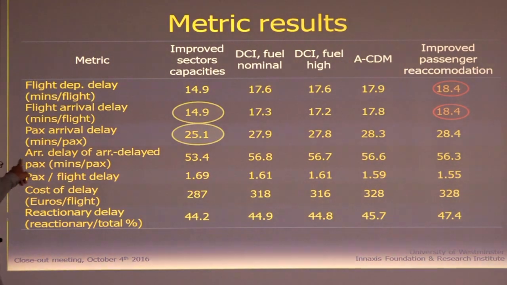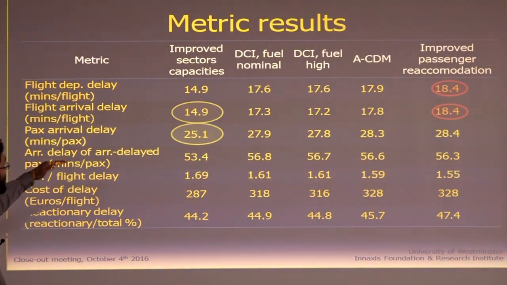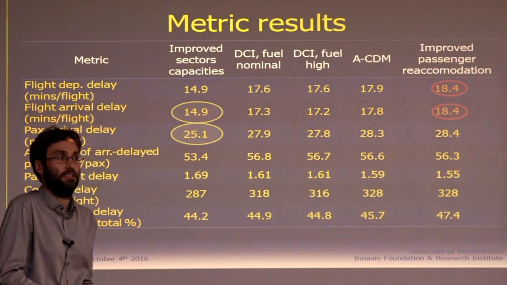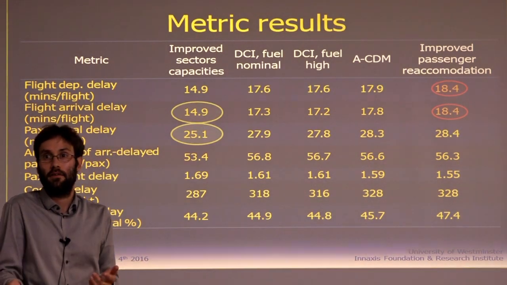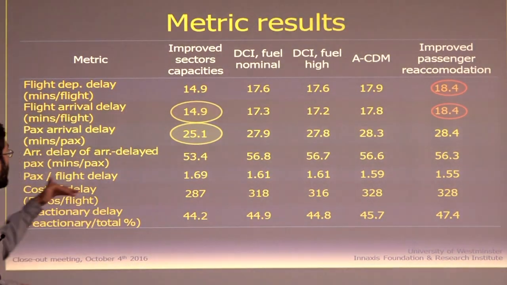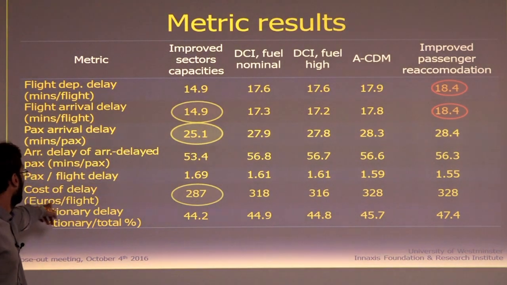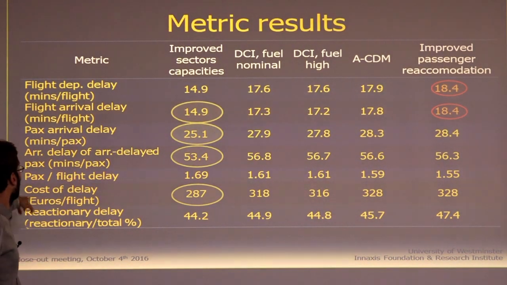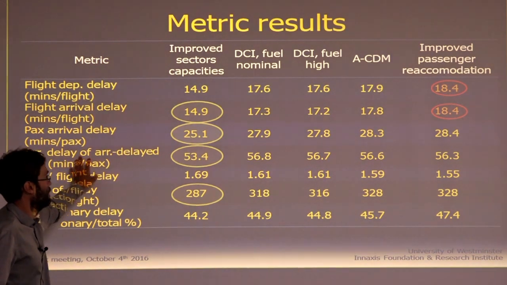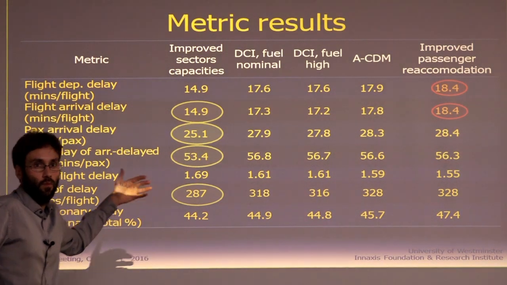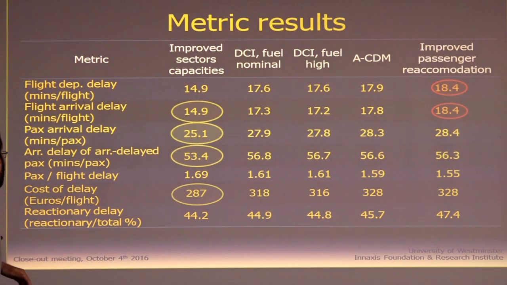When we look at the passenger arrival delay, the improved sector capacity is the one that is performing the best. However, this may be linked with the fact that there is a huge amount of passengers that are one leg. They are just doing one flight. So if the delay of the flight goes down, we are getting a lower passenger arrival delay, which is linked with why we are getting a lower cost per flight. But when we look only at the flights that have been delayed, it's also the one that is performing the best. And once again, we think it's related to the fact that we are removing the delay directly.